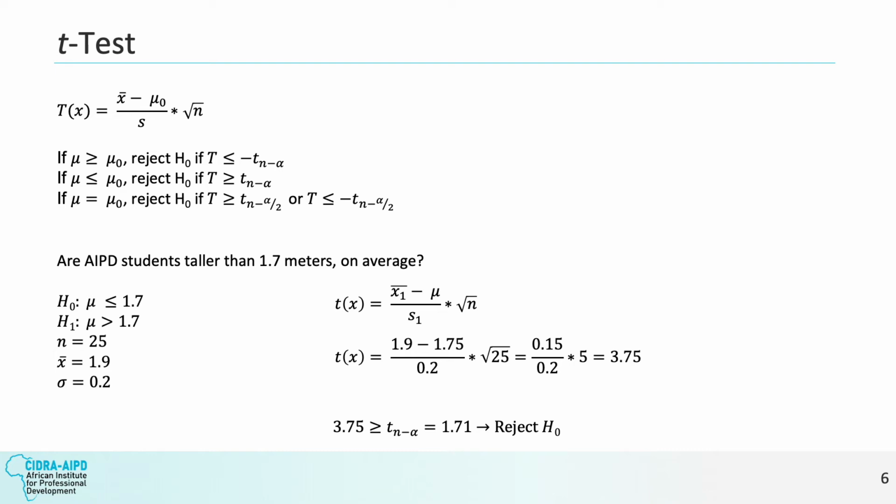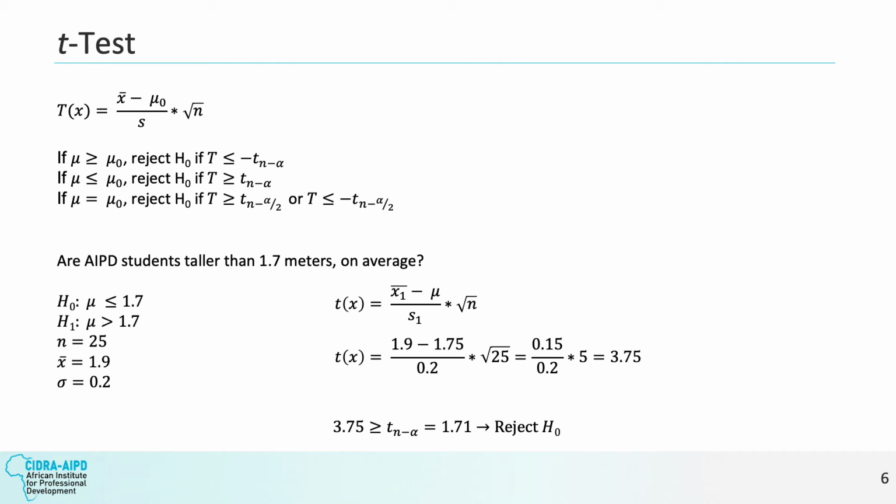For this test, we'll ask the same question. Are AIPD students taller than 1.7 meters on average? Again, our null hypothesis is that students are not taller than 1.7 meters on average, meaning they are shorter than or equal to 1.7 meters. Our alternative hypothesis is that AIPD students are taller than 1.7 meters. Remember that t-tests are used when we don't know the variance or we have a small sample size.